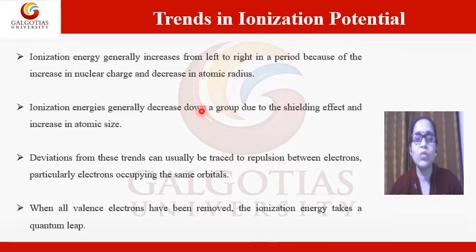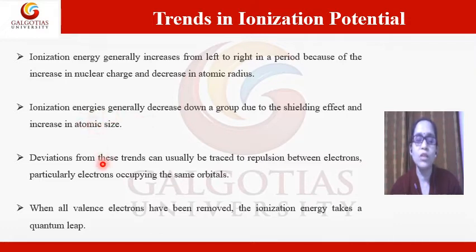So ionization energy increases from left to right in a period. What happens in a group? When we go down a group, the ionization energy generally decreases, because of the shielding effect and higher atomic size. Atomic size increases, so the valence shell has less attraction from the nucleus. That means the nucleus has less pull on the valence electron, so it can be easily removed. So when we go down a group, the atomic radius increases and the ionization energy decreases.